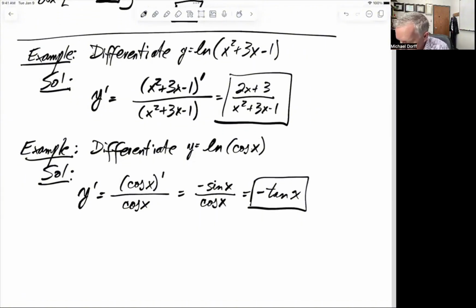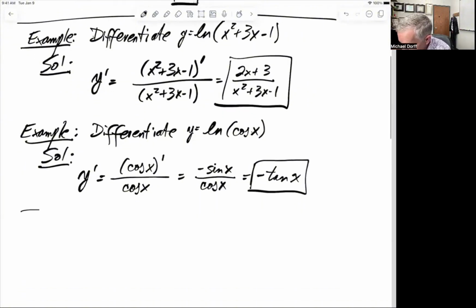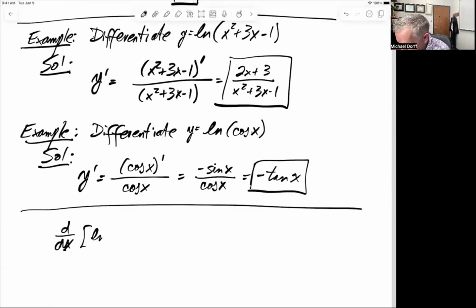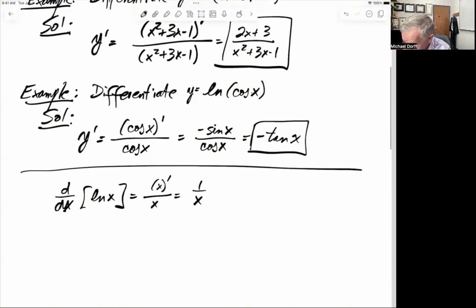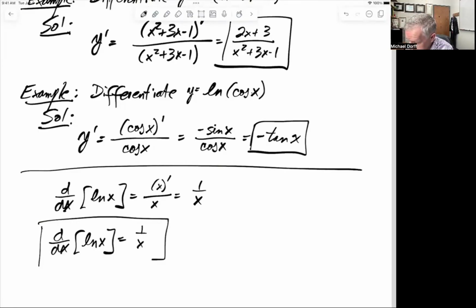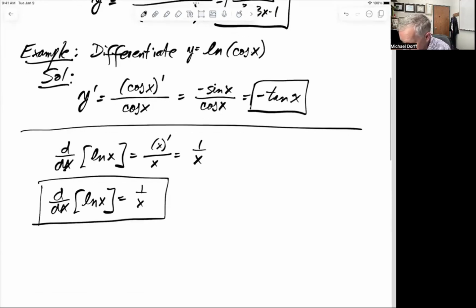Sine over cosine is tangent, so I end up with negative tangent. All right, let's talk about what if I have the case of just the derivative of the natural log of x. Well, what would that be? By the rule that we have here, the derivative of natural log of x would be the derivative of x over x, and the derivative of x is 1, so we get 1 over x. So this rule 2 is just a special case of what we did before: the derivative of the natural log of x is 1 over x.